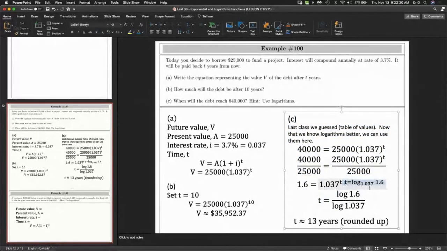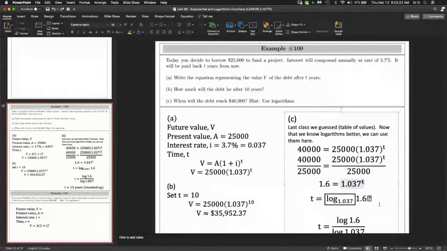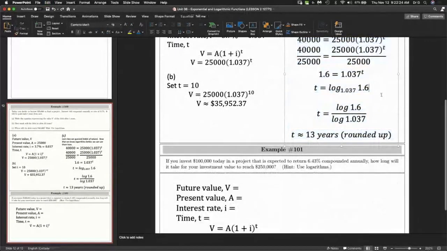Sorry, what did I just do there? I just broke it. That was so weird.